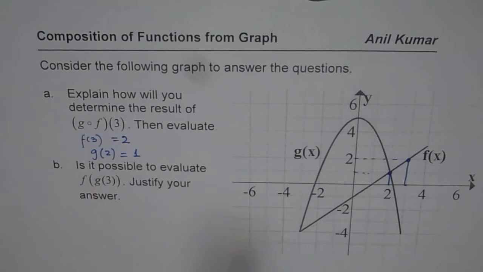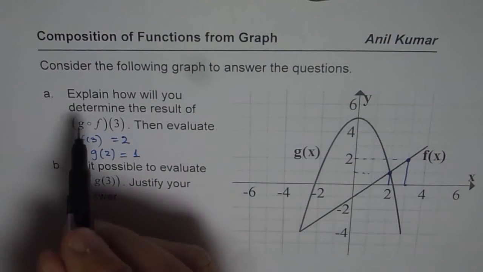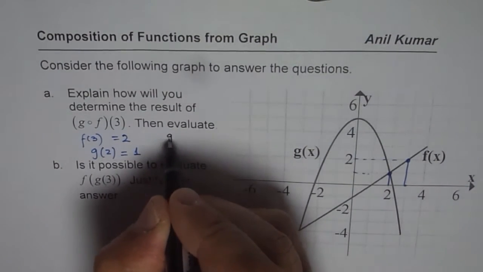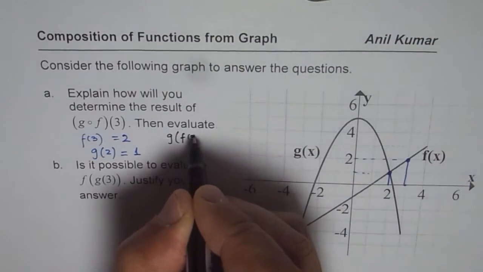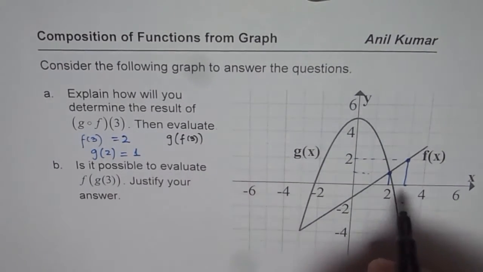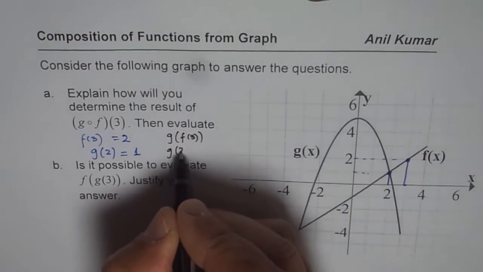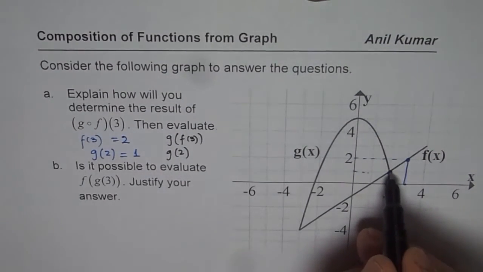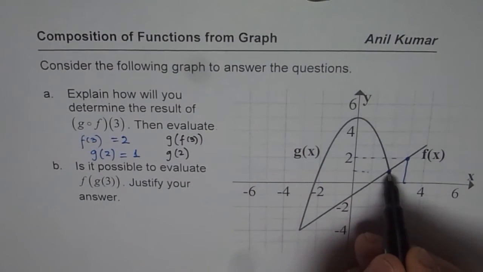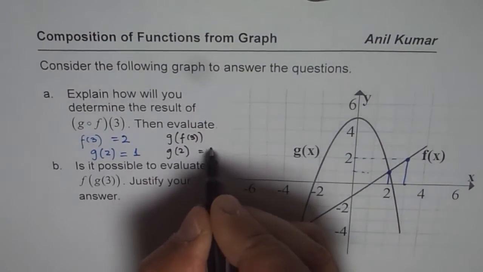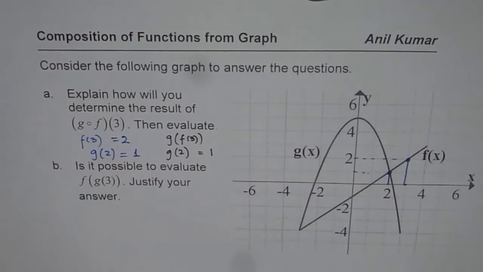Let me write it the other way also so that you can understand. We say g of f of 3, and we know f of 3 is the value of the function at 3, which is 2. So it is g of 2, and at 2 on the parabola we get 1. That is how we get our answer.